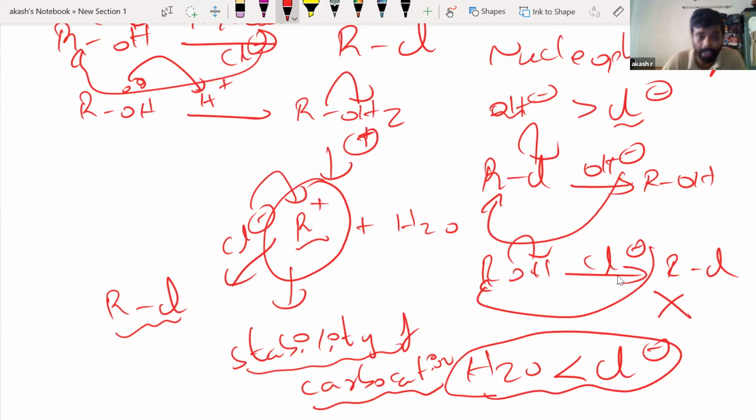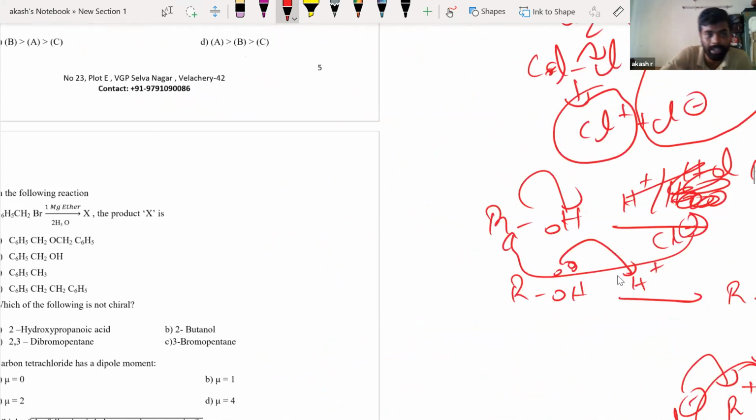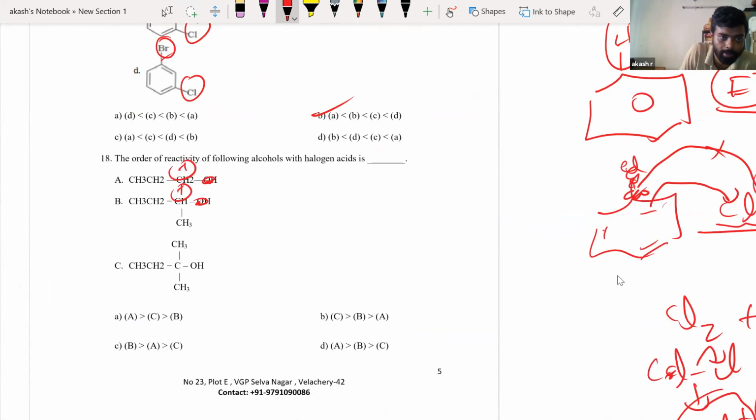Okay, now we all know that, right? If I remove this OH and put a positive charge, remove this OH and put a positive charge, remove this OH and put a positive charge, can I say this is a tertiary carbocation? This is a secondary, this is a primary, and what is the order of stability? Tertiary is more stable than secondary, secondary is more stable than primary for a carbocation.